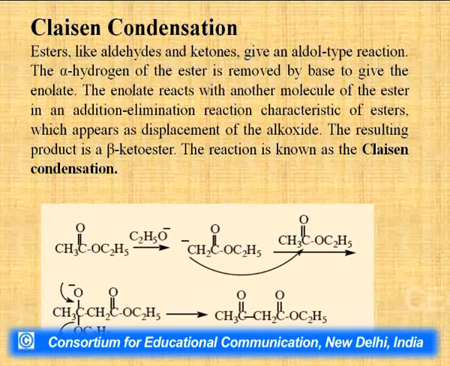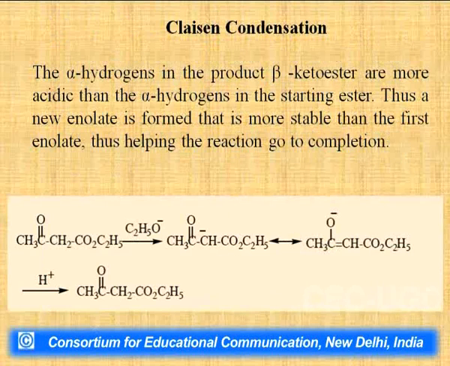Here you can see the mechanism of the Claisen condensation reaction. The ethoxide base first of all abstracts the alpha proton from the carbonyl compound, and then it attacks the second reactant, and we get an intermediate which rearranges to give the beta keto ester. Why beta? Because the position of the keto group relative to the ester is beta.